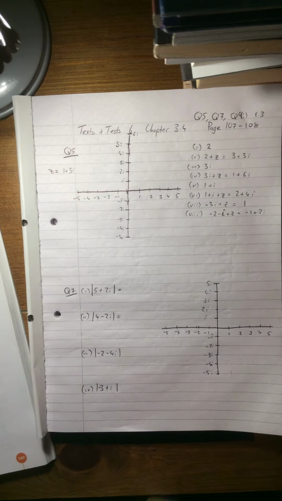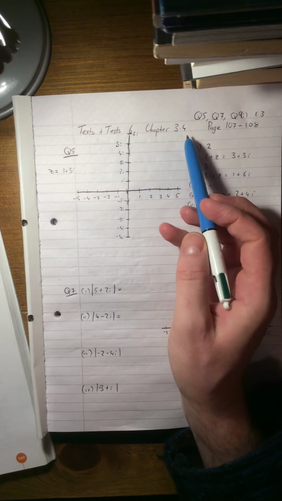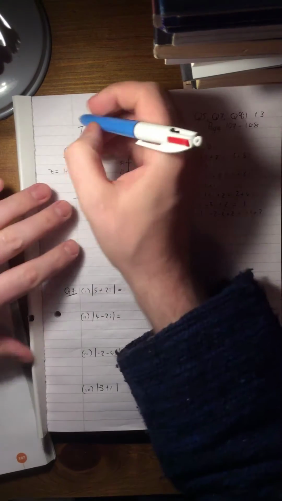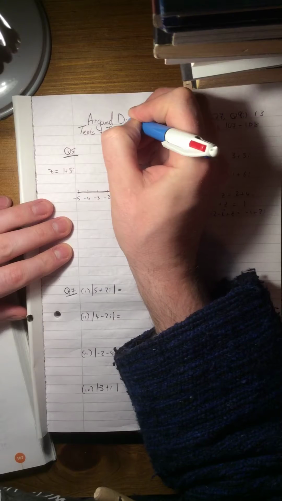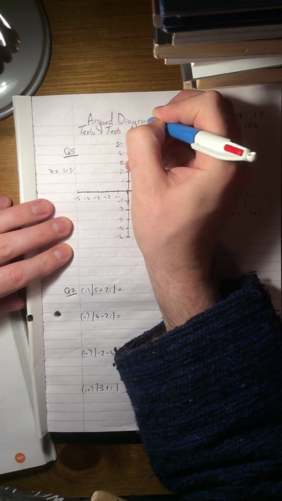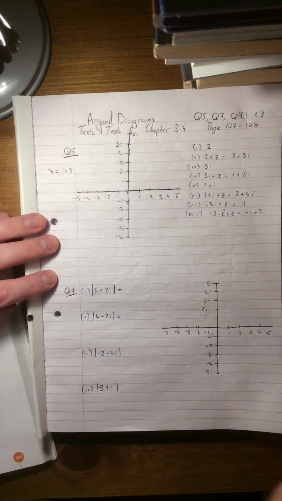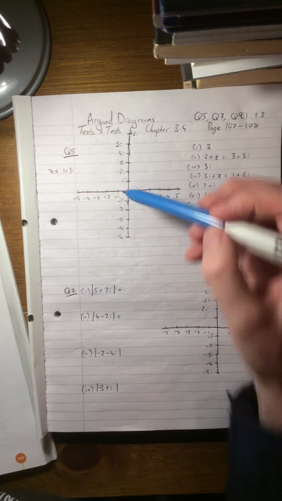Hi guys, here's our next lesson, text and test 6, chapter 3.4. Topic today is Argand diagrams, which we've seen one already. The diagrams we use, it's the complex number equivalent of a number line. And as I said before, you get two number lines.